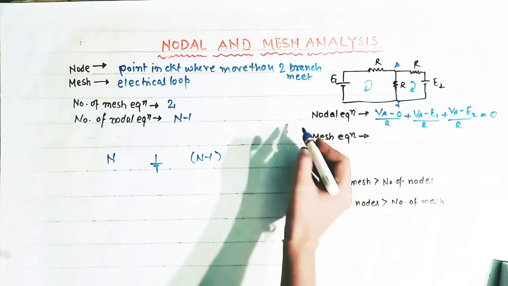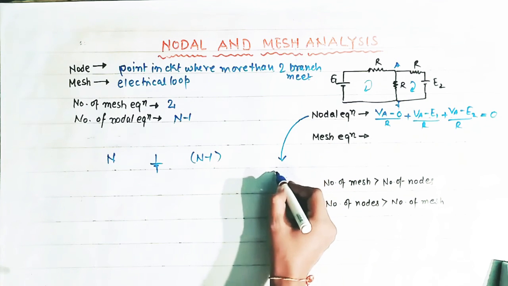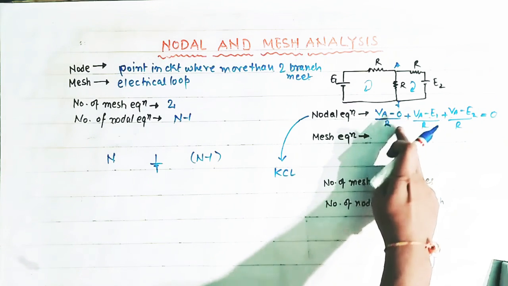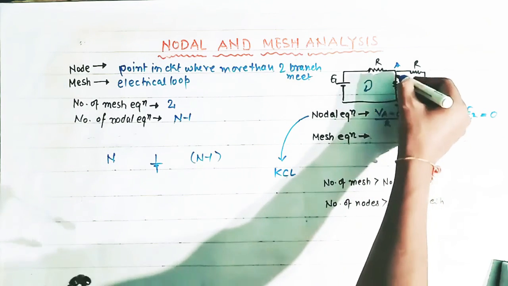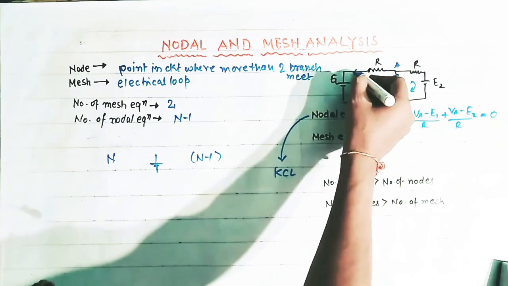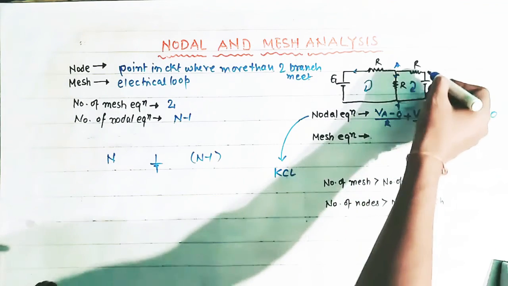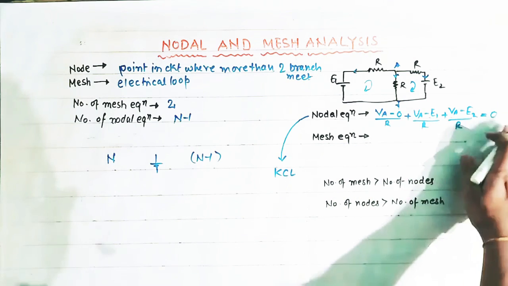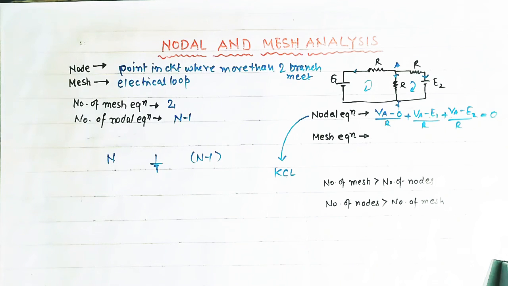Now what does it represent? It is basically KCL. Why is it KCL? Because (VA minus 0) by R means the current in this branch, (VA minus E1) by R means the current in this branch, and (VA minus E2) by R means the current in this branch. And we know that as per KCL, the sum of currents at a junction is equal to 0. That's why we put the sum of these three currents equal to 0. So nodal analysis basically follows Kirchhoff's current law.